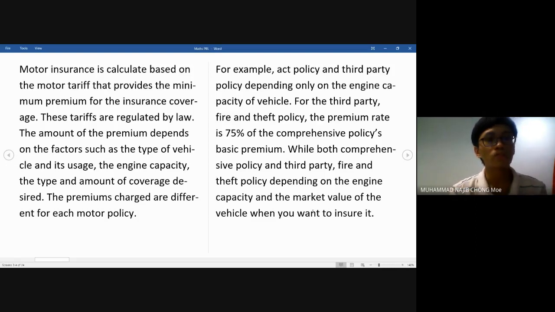The premiums charged are different for each motor policy. For example, act policy and third-party policy depend only on the engine capacity of the vehicle. For the third-party fire and theft policy, the premium rate is 75% of the comprehensive policy's basic premium. For both comprehensive policy and third-party fire and theft policy, it depends on the engine capacity and the market value of the vehicle when you want to insure it.